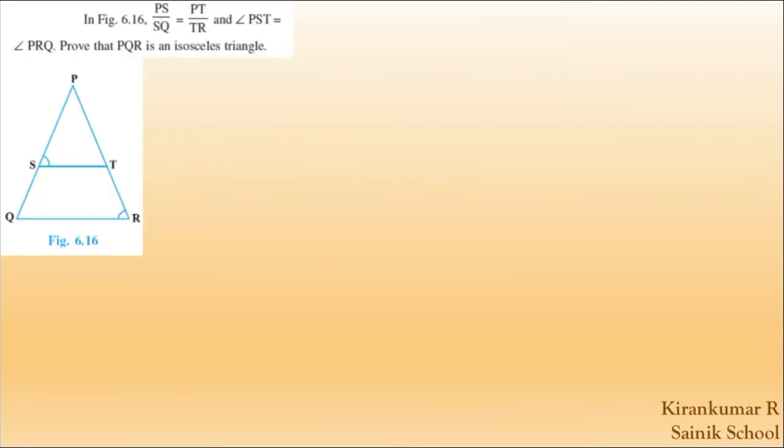Let us solve one more question. In the figure 6.16, PS upon SQ is equal to PT upon TR and angle PST is equal to angle PRQ. Prove that PQR is an isosceles triangle. They have given that PS upon SQ is equal to PT upon TR. This implies ST will be parallel to QR.